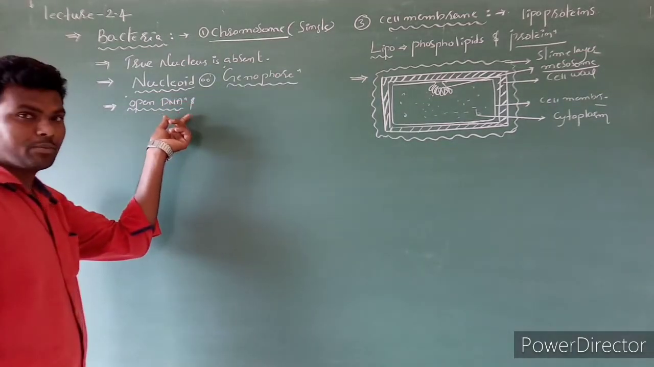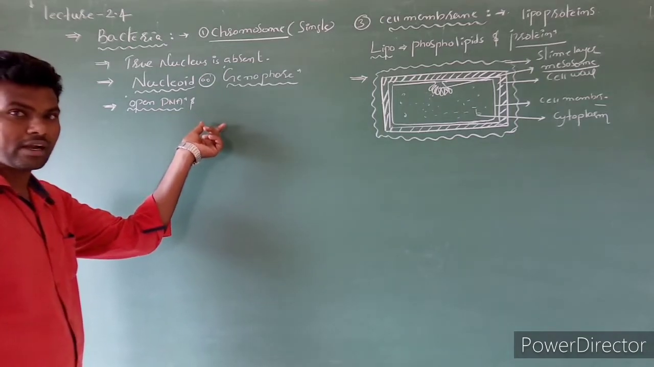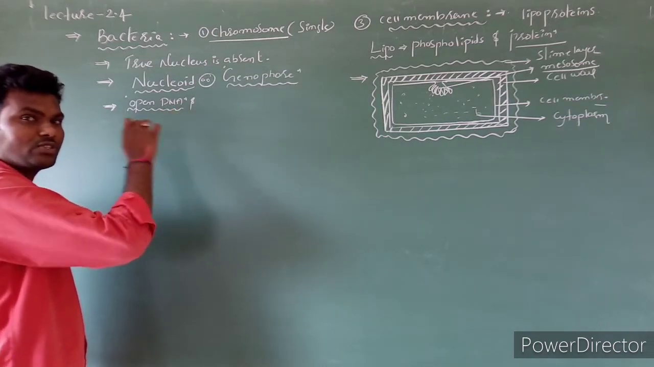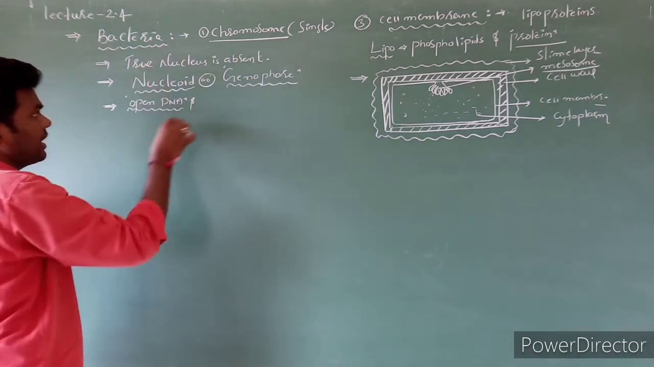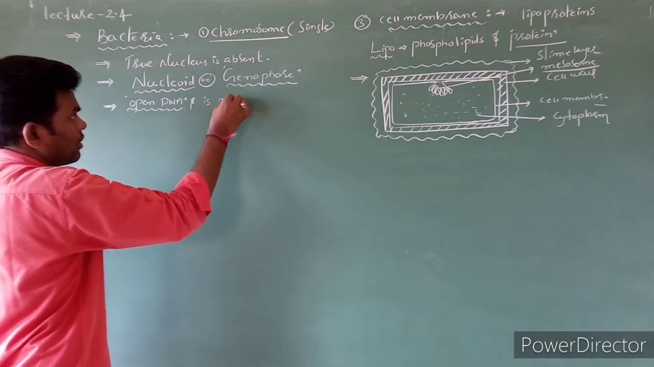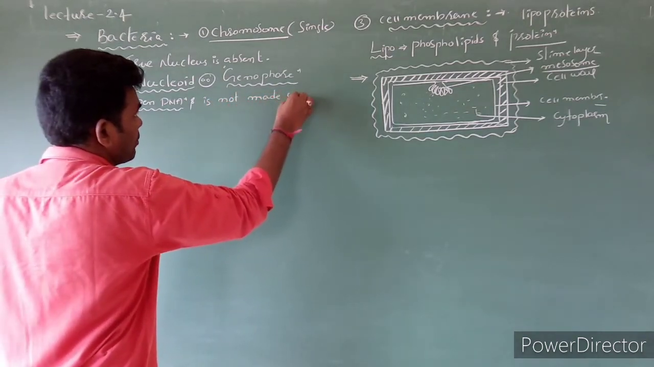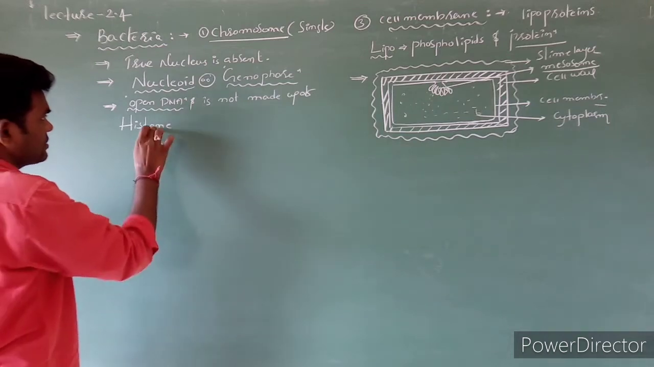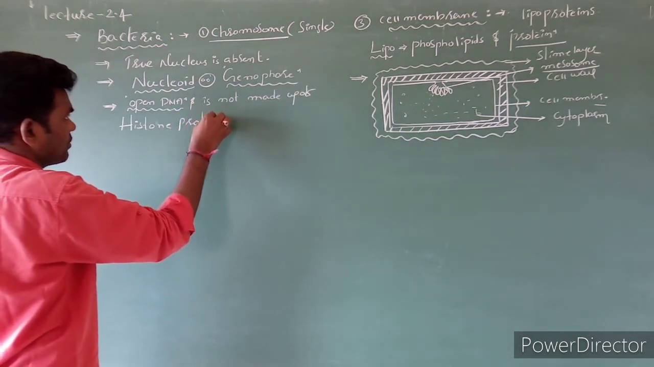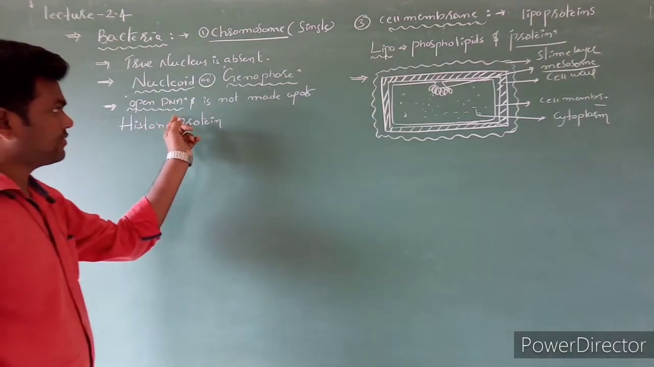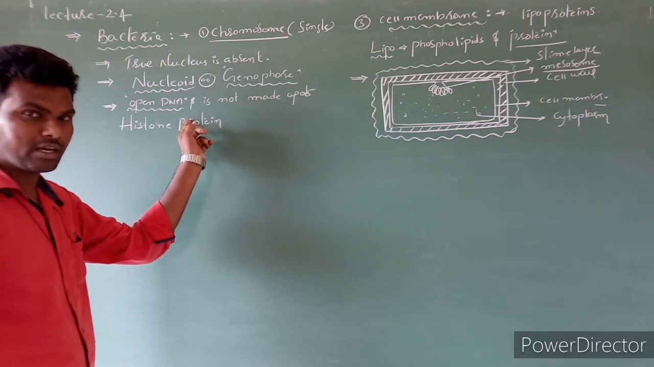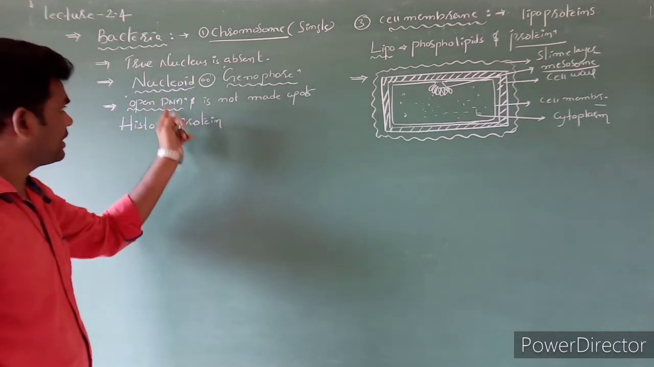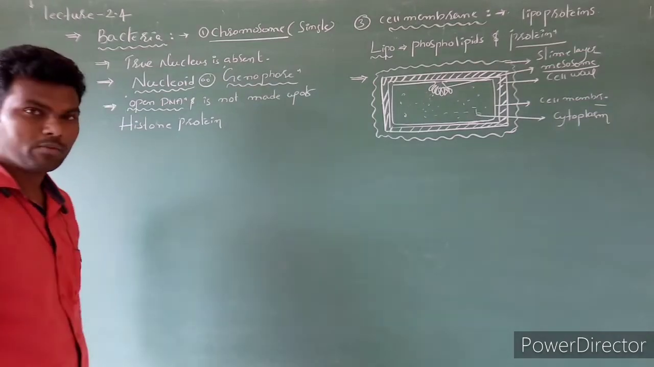Next, one of the major important differences between prokaryotic and eukaryotic cells: generally in eukaryotic cells, DNA is associated with histone proteins. But in bacteria, the DNA is not made up of histone proteins. So this is one of the major differences between eukaryotic DNA and prokaryotic DNA.